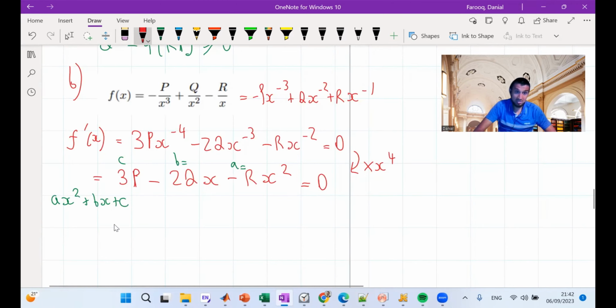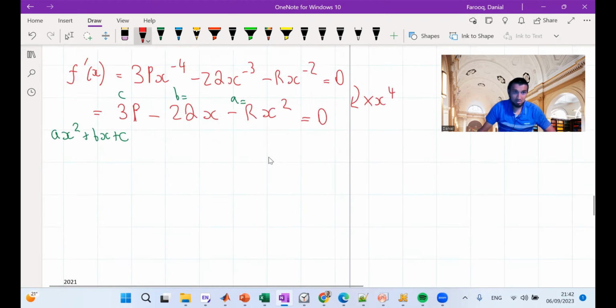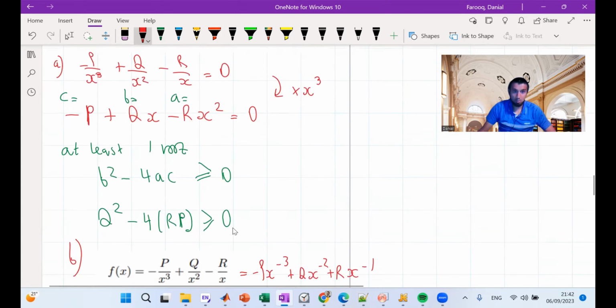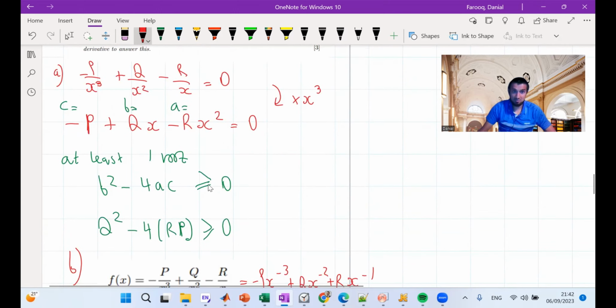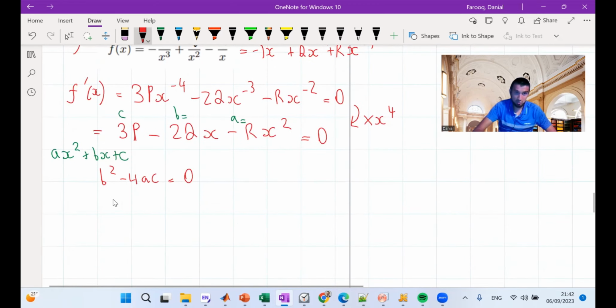And we just want one stationary point. Is it exactly one or at least? Exactly. That means we want b squared minus 4ac to equal 0. So these are conditions you need to remember for how many roots there are. If there's at least one, it's greater than or equal to 0. If it's less than 0, no solutions. In this case, equal to 0, so it's exactly one solution.